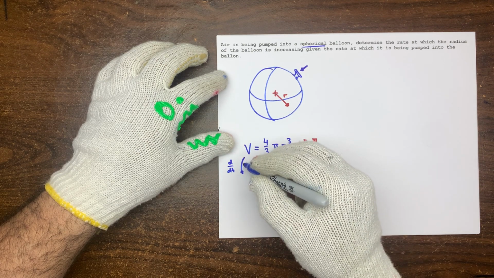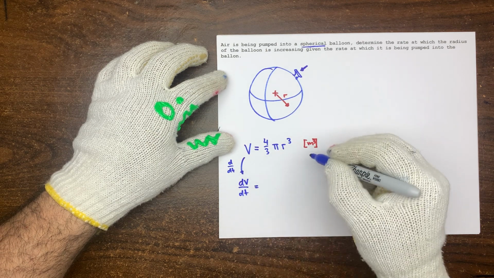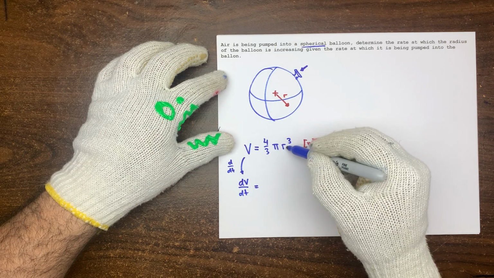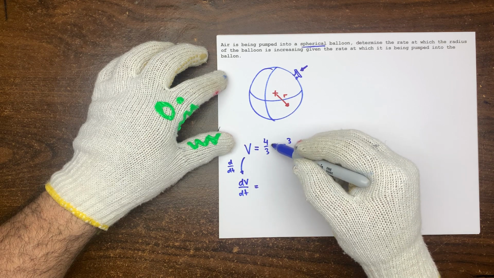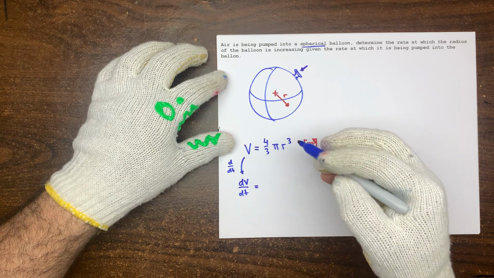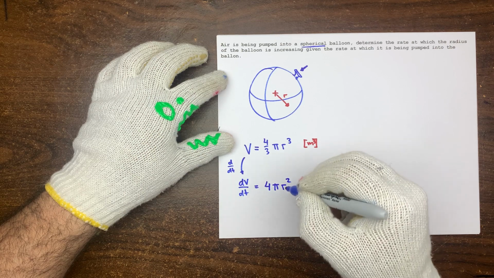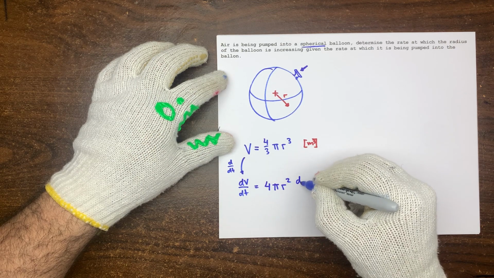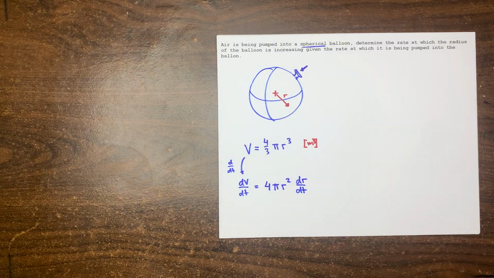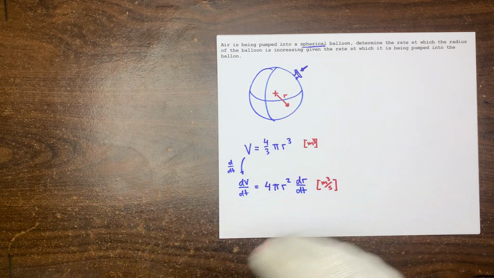So let's take the derivative. dV by dt equals, well, this is a polynomial. 4 over 3 is a constant. Pi is a constant. So really all my variables are r. I don't have to take the derivative of those, they're just numbers. This one I'm going to take a derivative of. 3 is going to come down, so I'm left with 4 pi r squared. Now I take the derivative of the variable itself, which will be dr by dt. And this is going to have the units of meters cubed per second, because I took the rate.